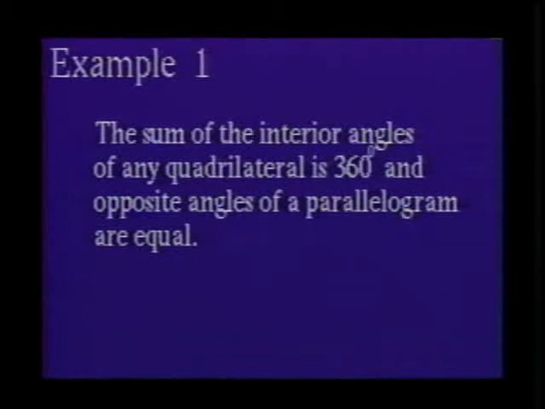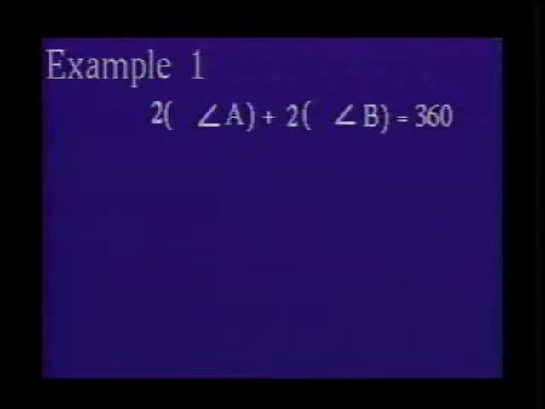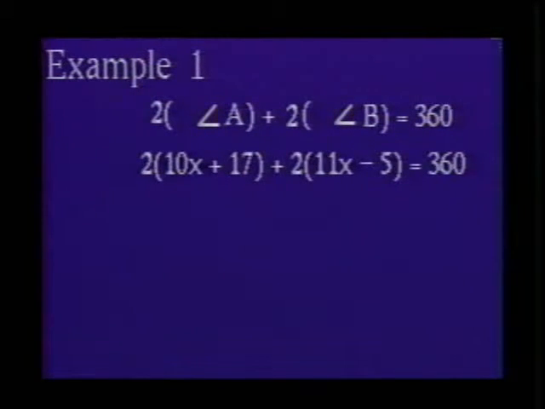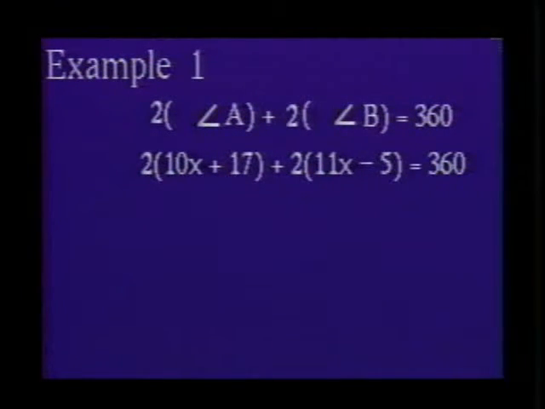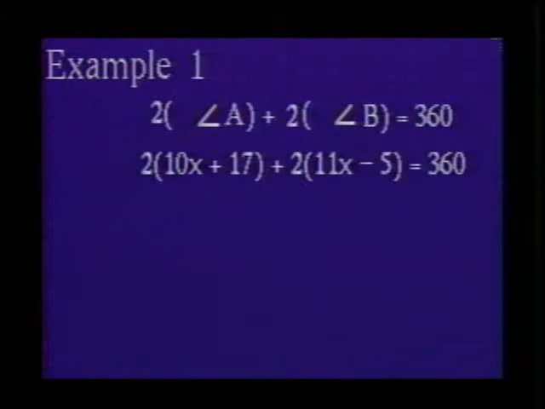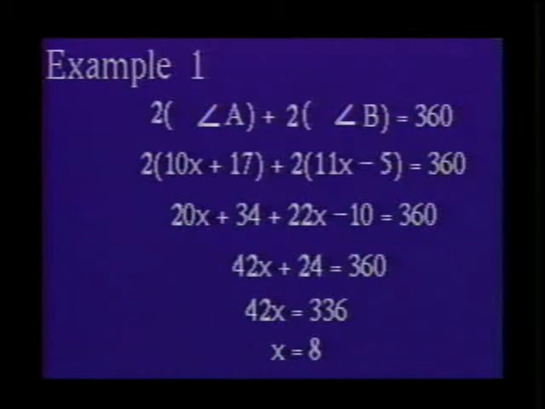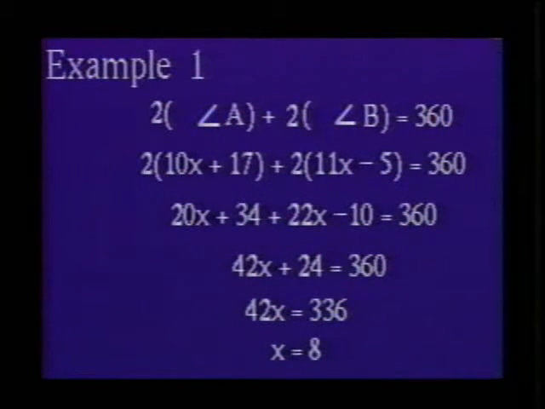We know that the sum of the interior angles of any quadrilateral is 360 degrees, and that opposite angles of a parallelogram are equal. Thus we can write 2 times the measure of angle A plus 2 times the measure of angle B is equal to 360 degrees. This yields the equation 2 times the quantity 10x plus 17 plus 2 times the quantity 11x minus 5 is equal to 360. Solving for x, we get x is equal to 8.